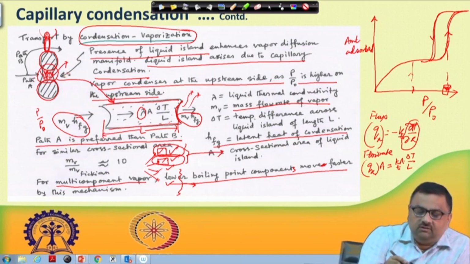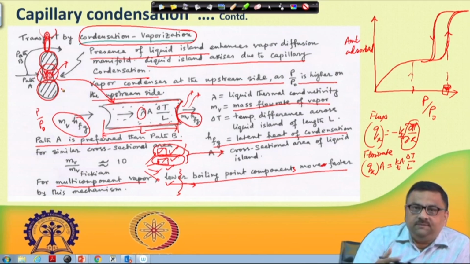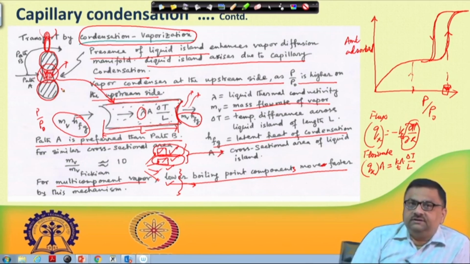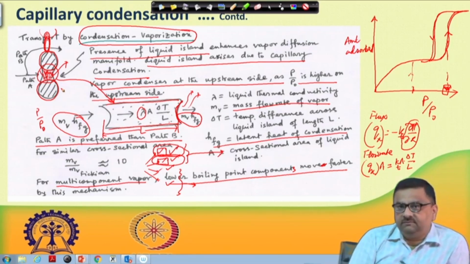So one can see that when it travels through a porous medium, there would be a sort of segregation. Some components will travel faster and some components will travel slower. These are some of the issues with this condensation vaporization process in a porous medium.